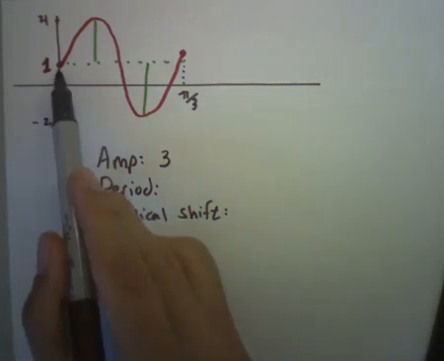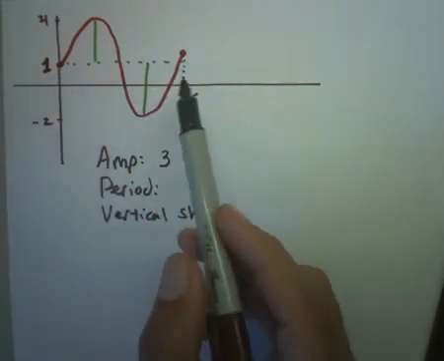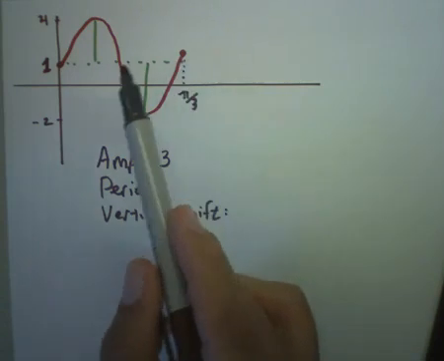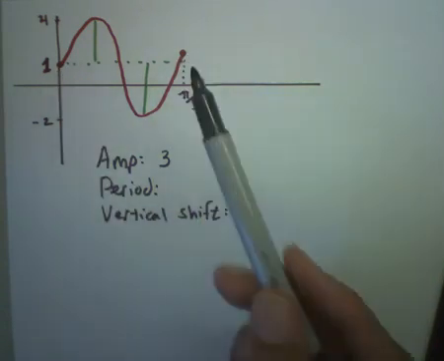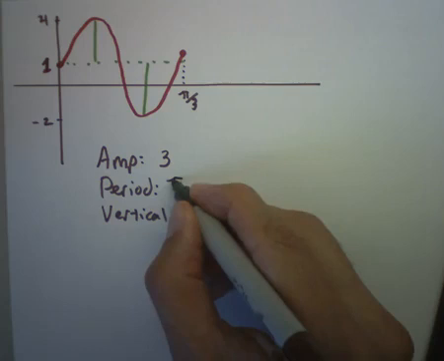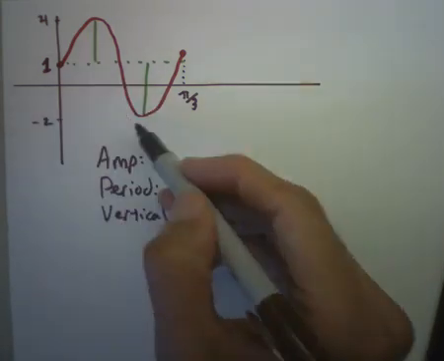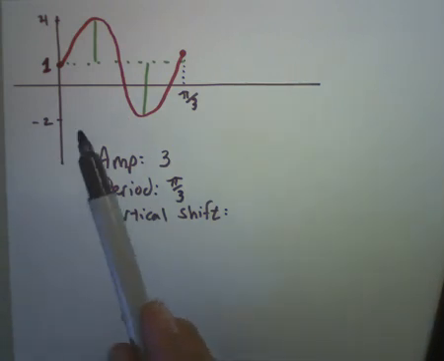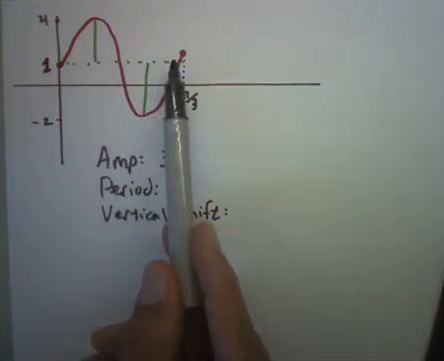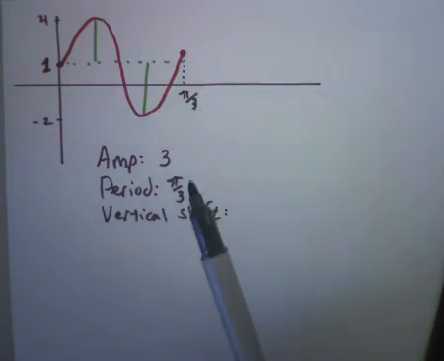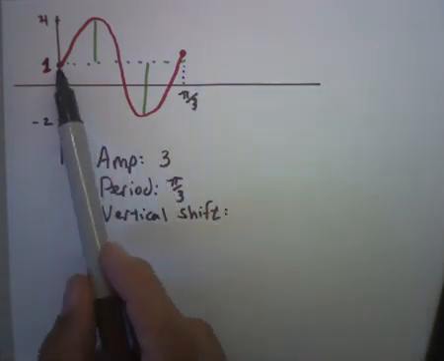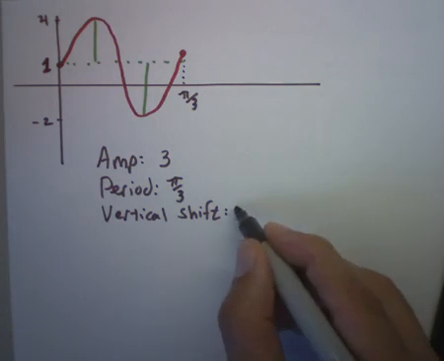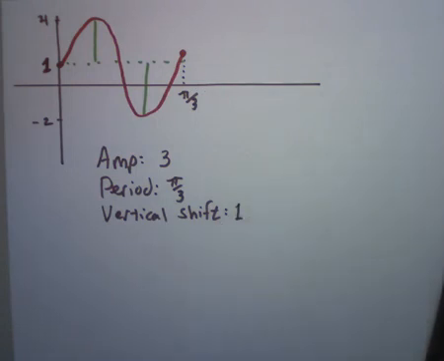For the period, that's this side-to-side space that it takes to complete one cycle. We can see it starts at 0 and it ends at pi over 3. And that is one complete cycle. So we do have a period of exactly pi over 3. And we can also see there's a vertical shift. That green dotted center line of the graph is not at 0, which means it's actually been shifted up. And we can see it's been shifted up by exactly 1 unit. So with that much, hopefully we can create the equation of this graph.